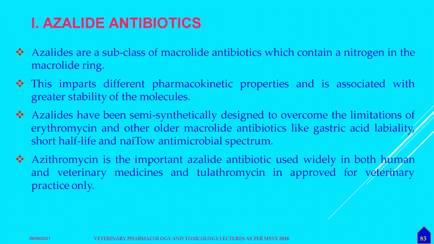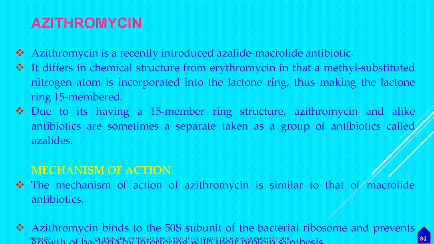Then azithromycin is the important azolide. Azithromycin is used widely in human practice and veterinary medicine, and tulathromycin is approved for veterinary practice only. Azithromycin is a recently introduced azalide macrolide antibiotic. It differs in chemical structure from erythromycin in that a methyl-substituted nitrogen is incorporated in the lactone ring. So there is a small difference in the structure activity relationships, due to its 15-member ring, whereas clarithromycin is 16 and erythromycin is 14.